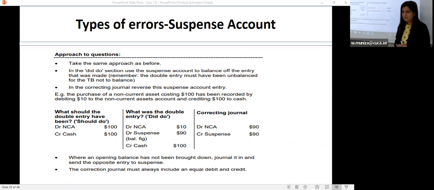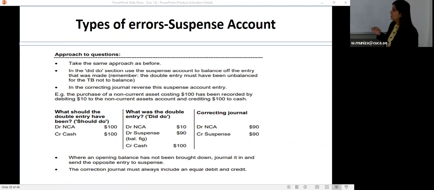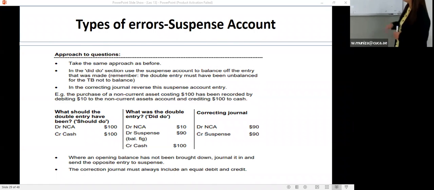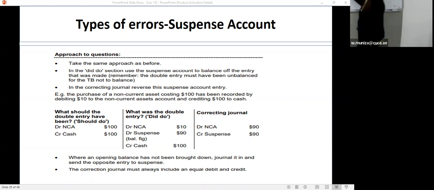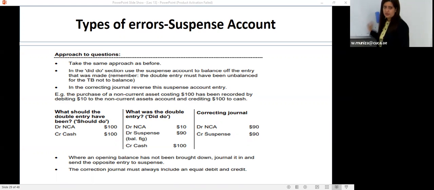Are you clear? They say, where an opening balance has not been brought down, journal it in and send the opposite entry to suspense. The correct journal entry must always include an equal debit and credit. Have a look at the example which they have given, students, and see whether you are understanding the fact or not.